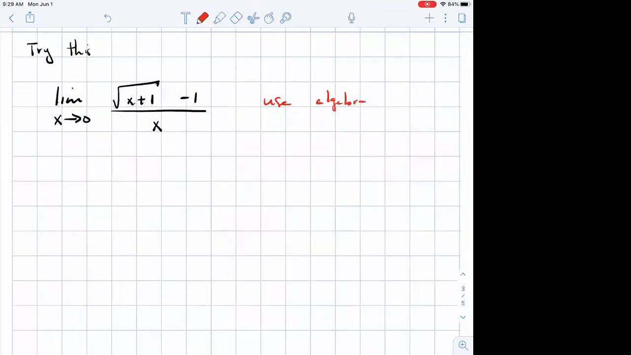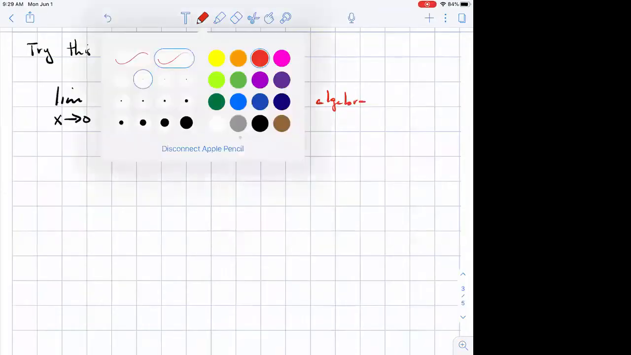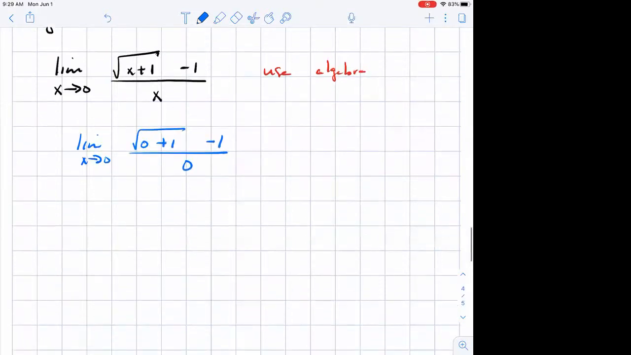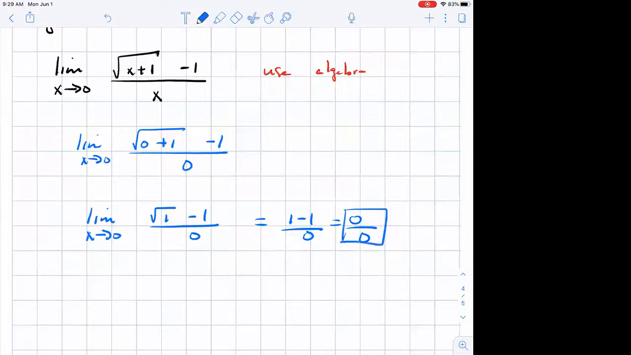So if you use algebra, then the limit as x approaches 0 of the square root of 0 plus 1 minus 1 over 0. Well, we already see there's a problem here because you can never have 0 in the denominator. This is going to be equal to the limit as x approaches 0, square root of 1 minus 1 over 0, which is 1 minus 1 over 0, which is 0 over 0. And anytime you get 0 over 0, what must you do?